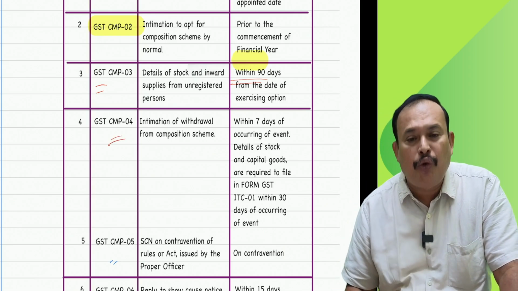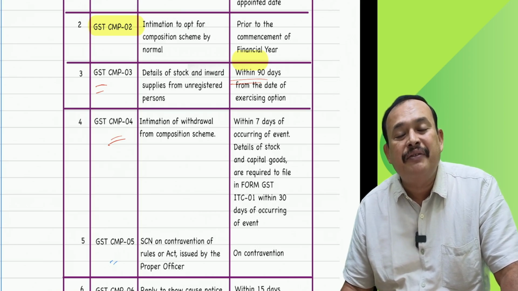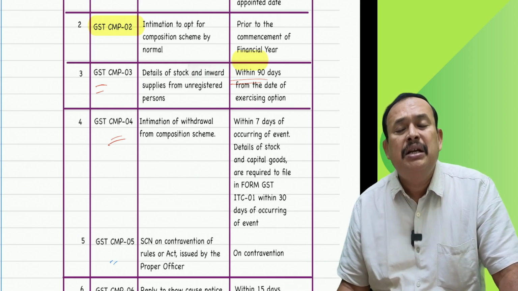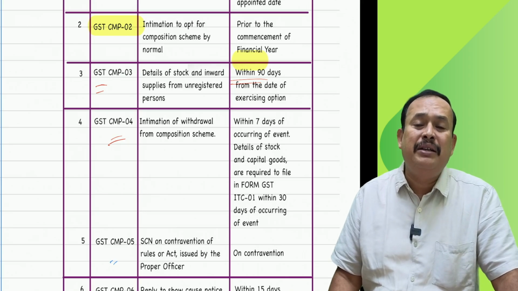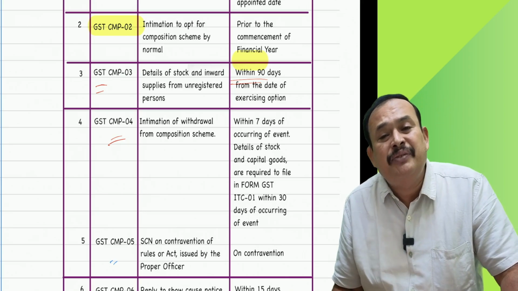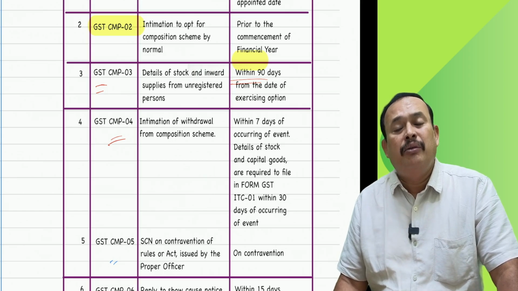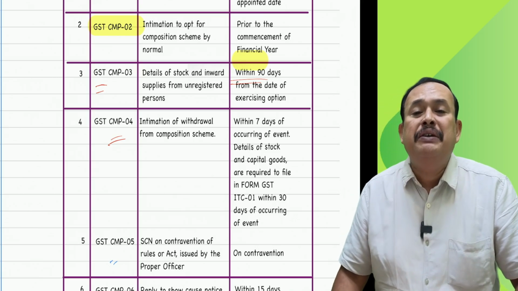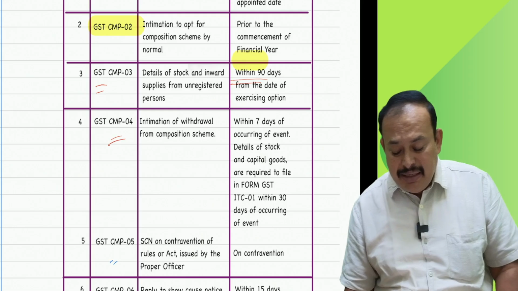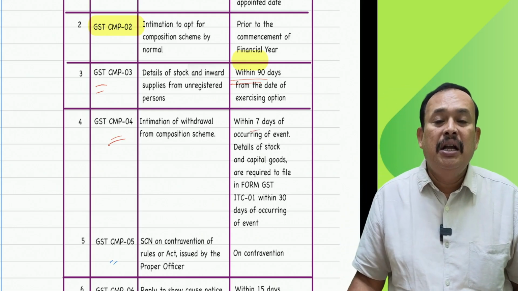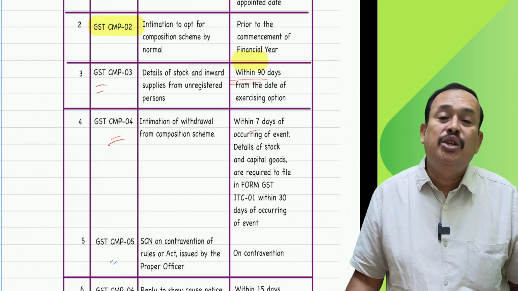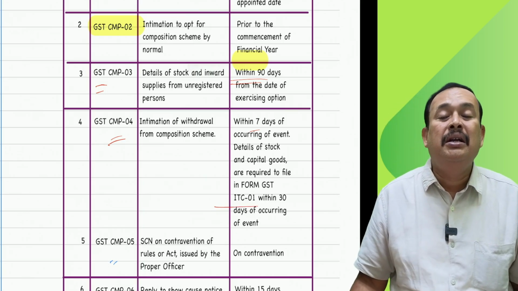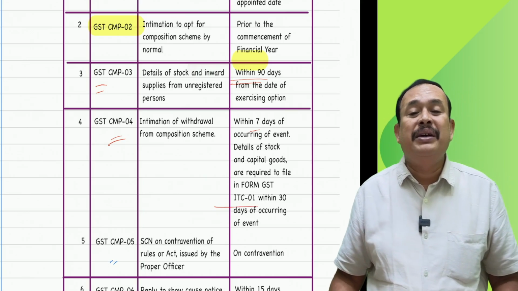GST CMP-04, when you talk about withdrawal of the composition scheme. Many times in my lectures I have said, if you are disqualified from the composition scheme, then with immediate effect you have to go to the normal scheme by submission of CMP-04, withdrawal of the composition scheme, within 7 days from the date of the event occurred. And from that date onwards, you are eligible to avail input tax credit. File form ITC-01 within 30 days from the date of the event occurred.